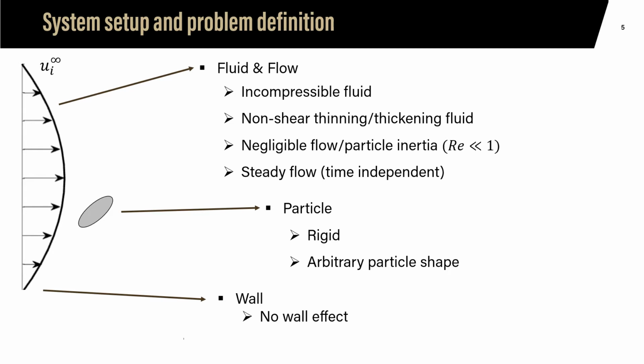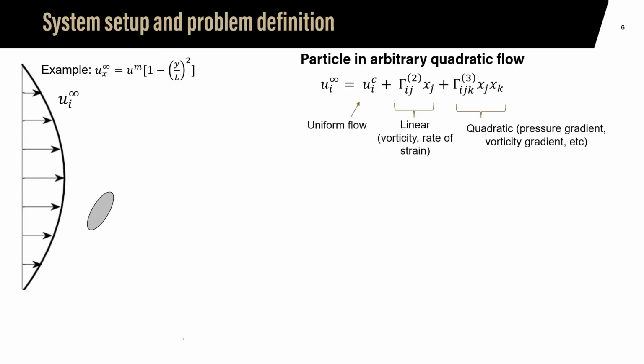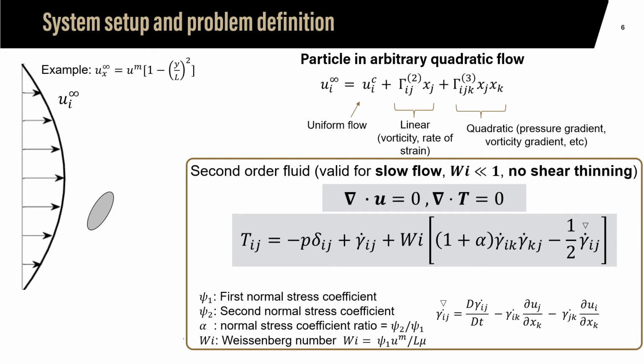and the flow profile. We set up the system by flowing a particle in a general quadratic flow defined by this equation. This quadratic flow consists of uniform, linear, and quadratic flow components. Here we use the second-order fluid model to describe the fluid viscoelasticity, and this model is valid for any slow flow of weakly viscoelastic fluid. There are two major contributions to the total stress. First is the Newtonian part, which is marked in blue here, which consists of the static pressure and the shear stress. And the viscoelastic part, marked in red here, is the derivative of the velocity gradient up to second order. And there are several important factors for this model.